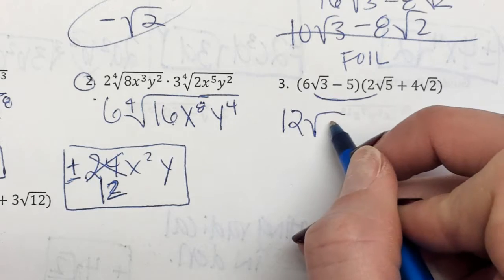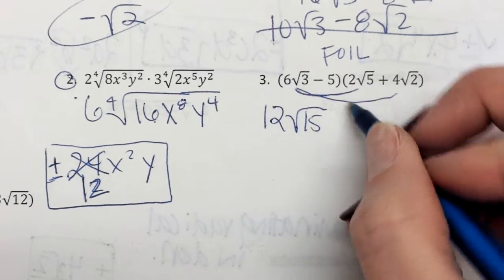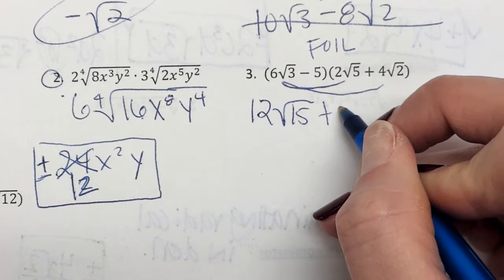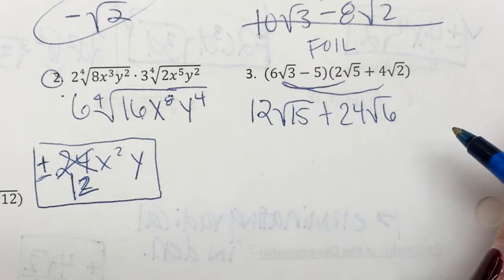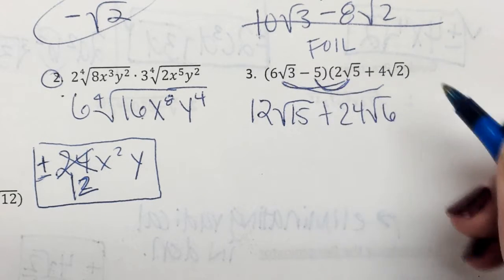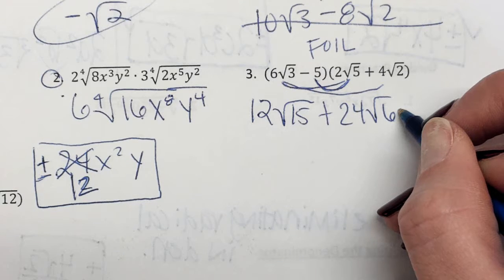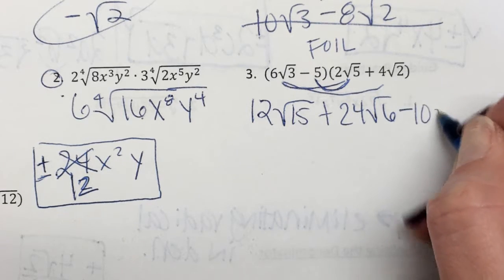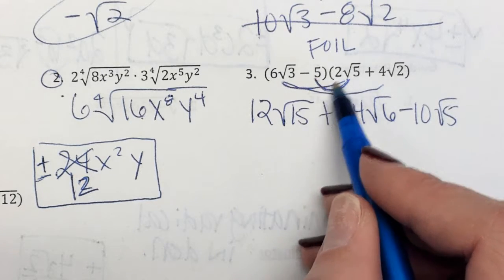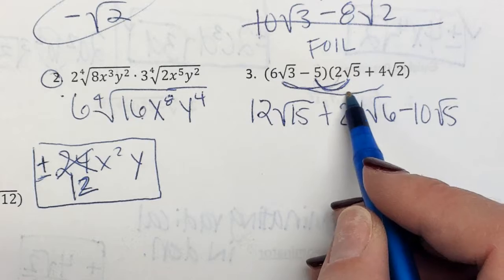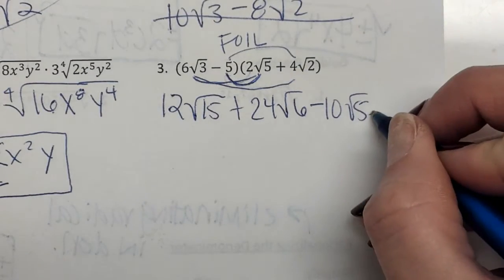12 root. Perfect. Outer. Somebody said it. Root 6. Good. Inside. Good. A lot of people in my other class were getting confused. If it's a number, that's what you multiply by the coefficient, not what's under the radical, just the coefficient. Alright, and then last term, what would that be?